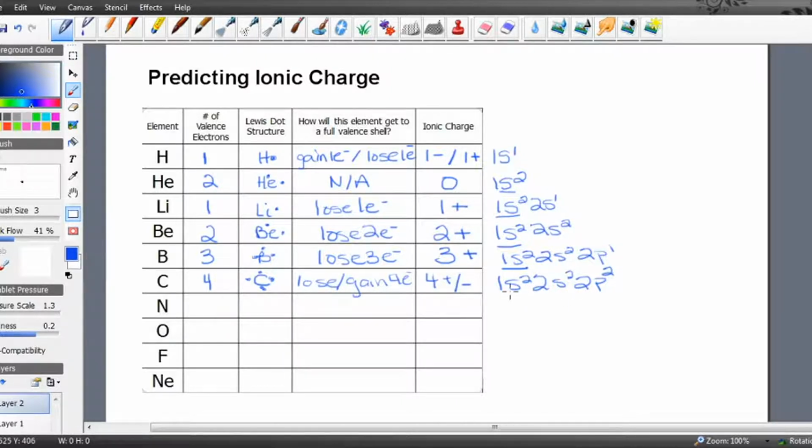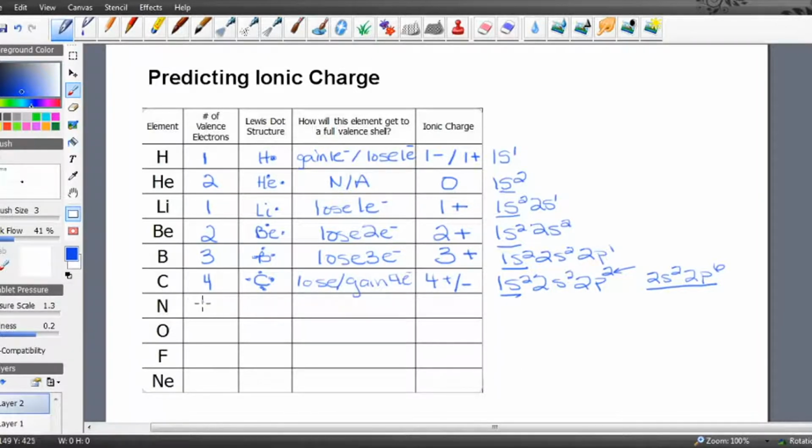If it lost the 4 electrons, it would have a full 1s2, like so. If it gained 4 electrons here in that valence shell, it would end with 2s2, 2p6. And that would be your full valence shell.